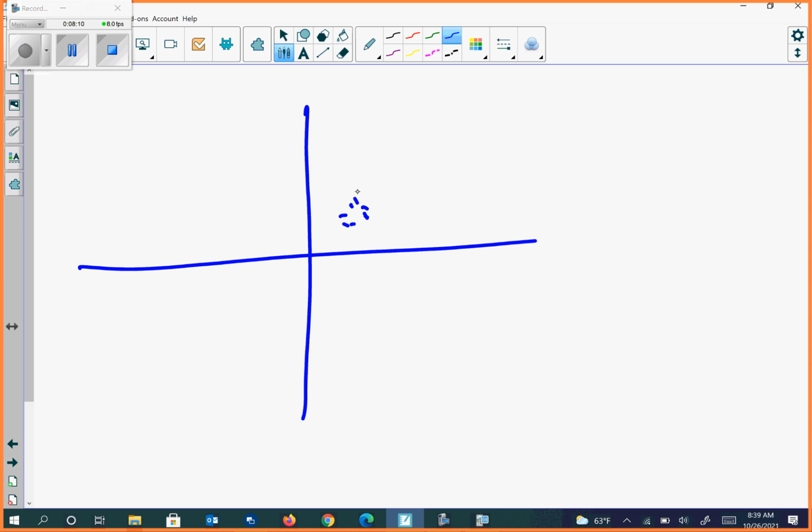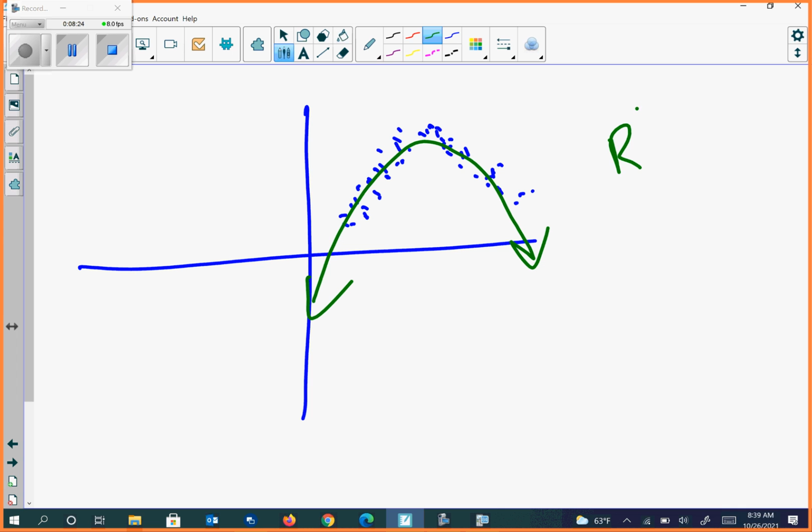If you had something that looked like this, you have a lot of data. That definitely doesn't look linear. This definitely looks like it would form some sort of parabola. And then a lot of times with a parabola, it's just going to give you this, okay, or close to 1.